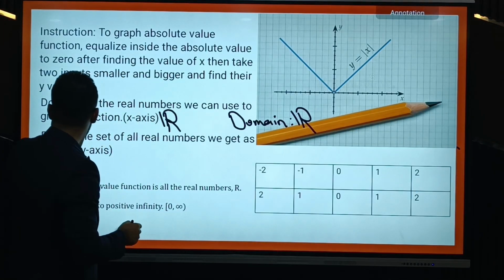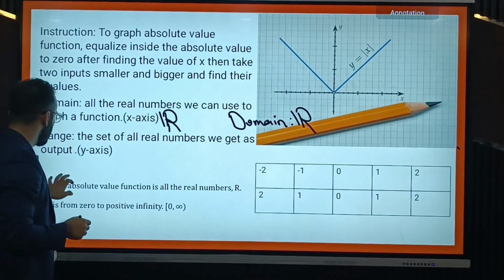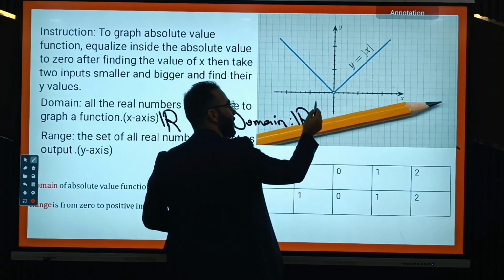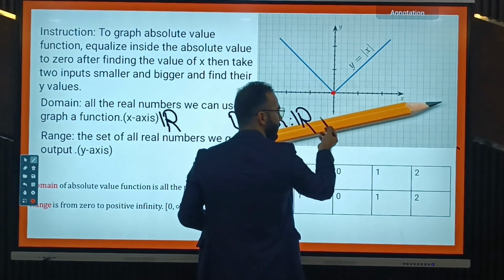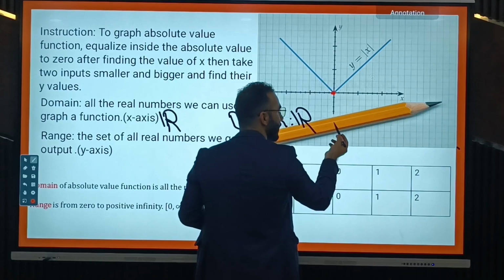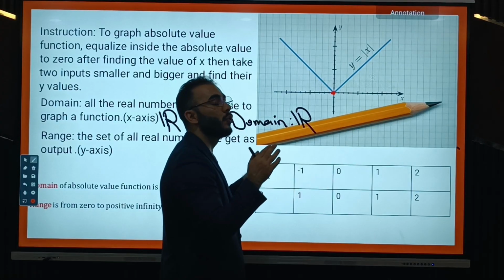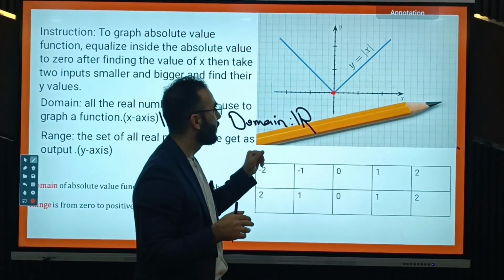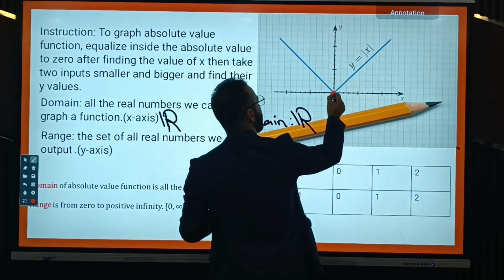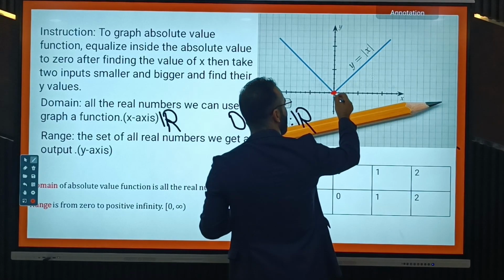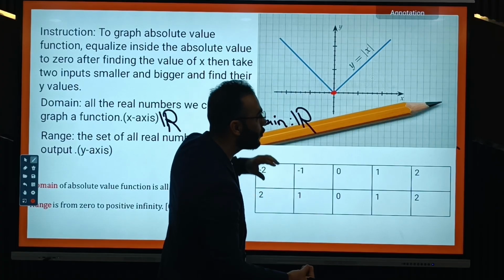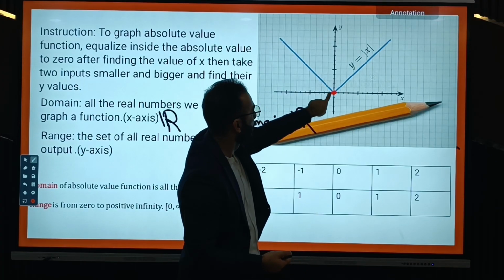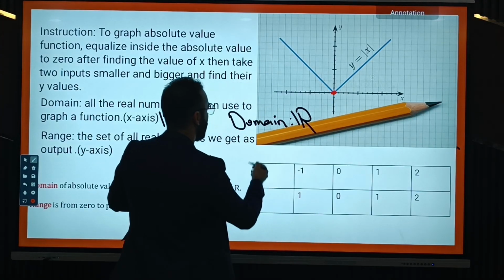How about the range? Well, as you can see, the range of our graph, look, the graph starts from 0. We don't have any negative number. That's why negative numbers are not included in the range of the absolute value function. We started from 0, look, from the lowest point to the greatest point. So the lowest point is 0.